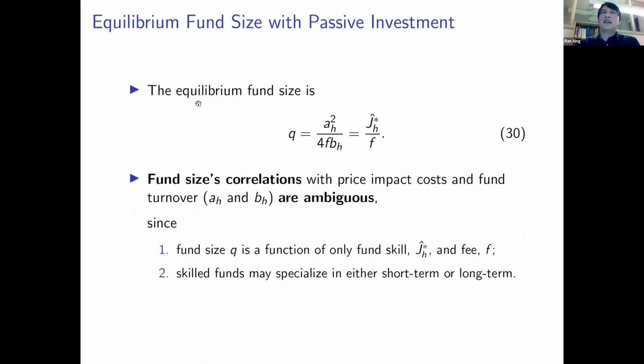Under this framework, the equilibrium fund size Q can be written as only a function of the value added of the fund and the fee. Based on this equation, the correlations of fund size with price impact cost, which in equilibrium only depends on A_H, the alpha opportunity, and with fund turnover, which is revealed by the price impact cost B_H, are ambiguous, because the fund size is only a function of the fund skill, G_H star. The funds can specialize in either short term or long term, so they can have a large value added by being either a short term investor or a long term investor. So there is no guarantee that the short term funds have a higher alpha or a lower price impact cost than the long term funds.